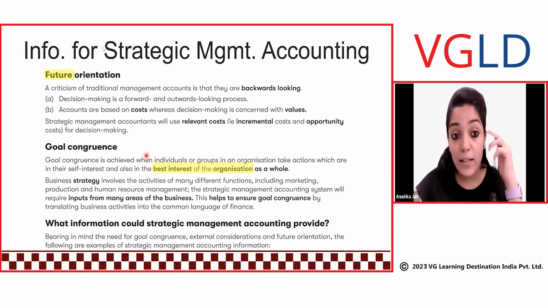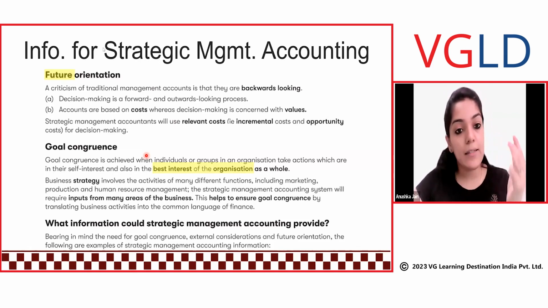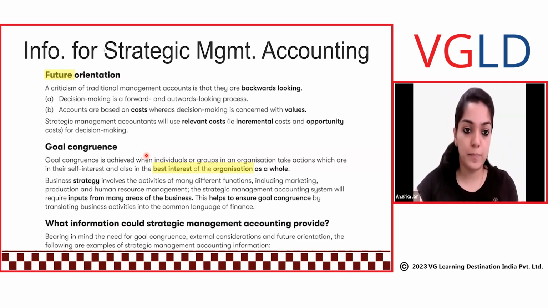Whereas people at the top will be concerned not just with the backward data, but with what the industry looks like in the future. So the criticism of traditional management accounting is that they are backward looking. Decision making is a forward and outward, meaning external looking, process. Accounts are based on cost, whereas decision making is concerned with values.